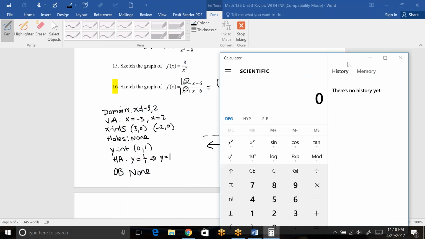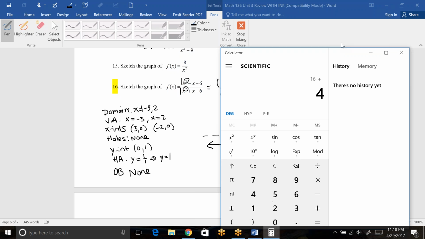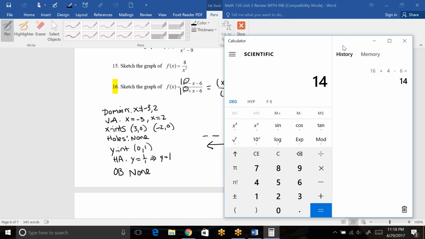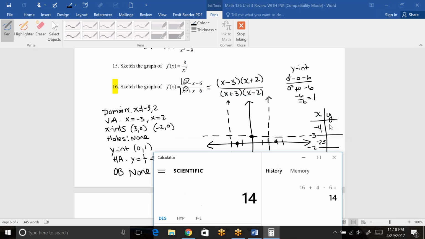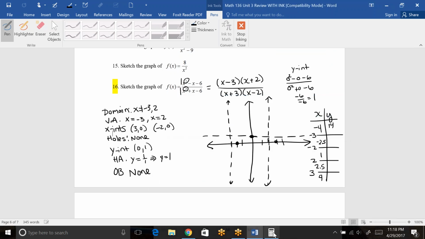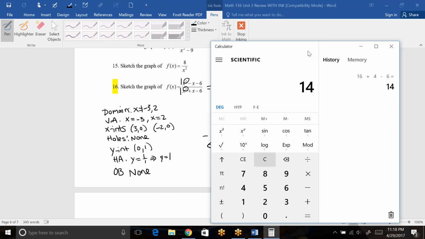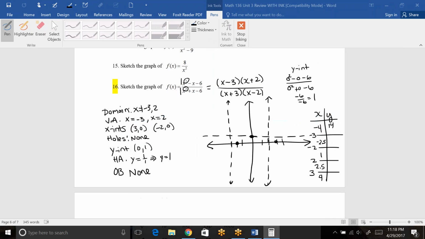So -4 squared would be 16, minus a -4 would be +4, and then -6. So my top, I'm not done with this one, but my top here is 14. And then I want to do the bottom. So -4 squared is 16 again, plus -4 would just be -4, and then -6. So that is a 6. So that's 14 over 6. You can reduce it or not because I'm eventually going to turn it into a decimal.